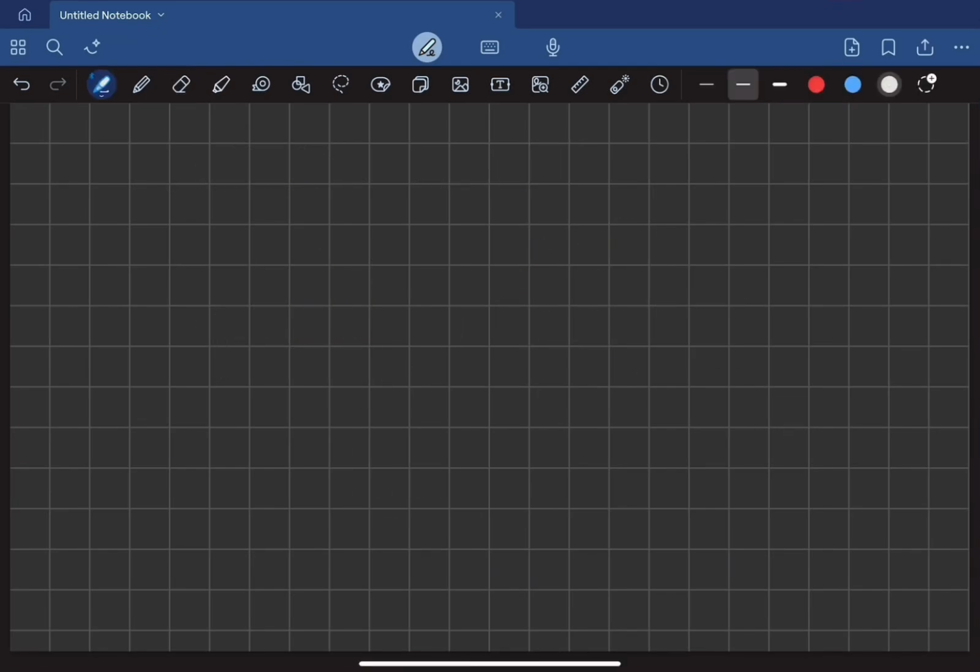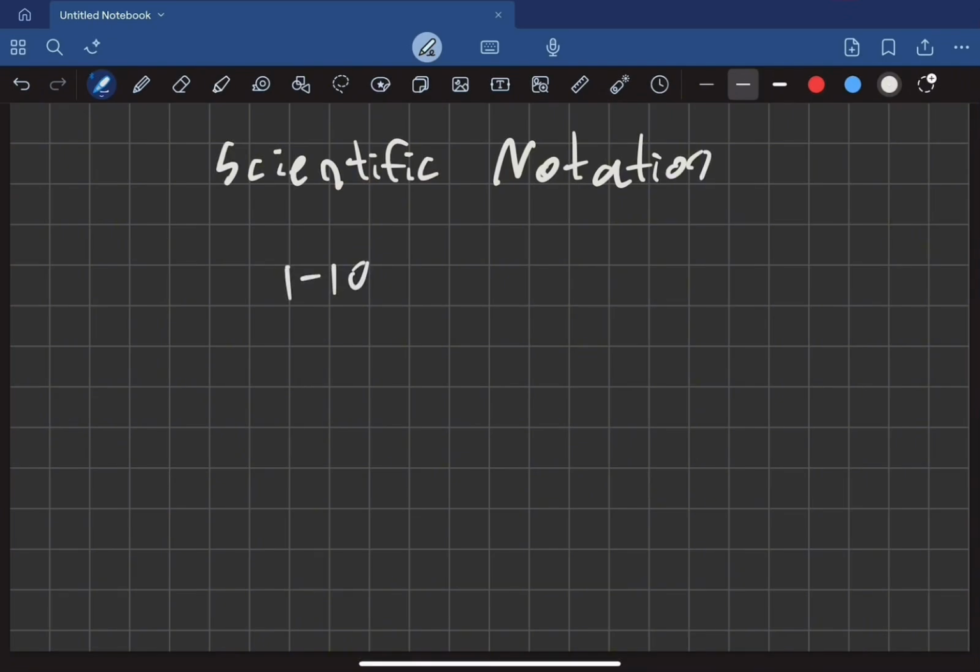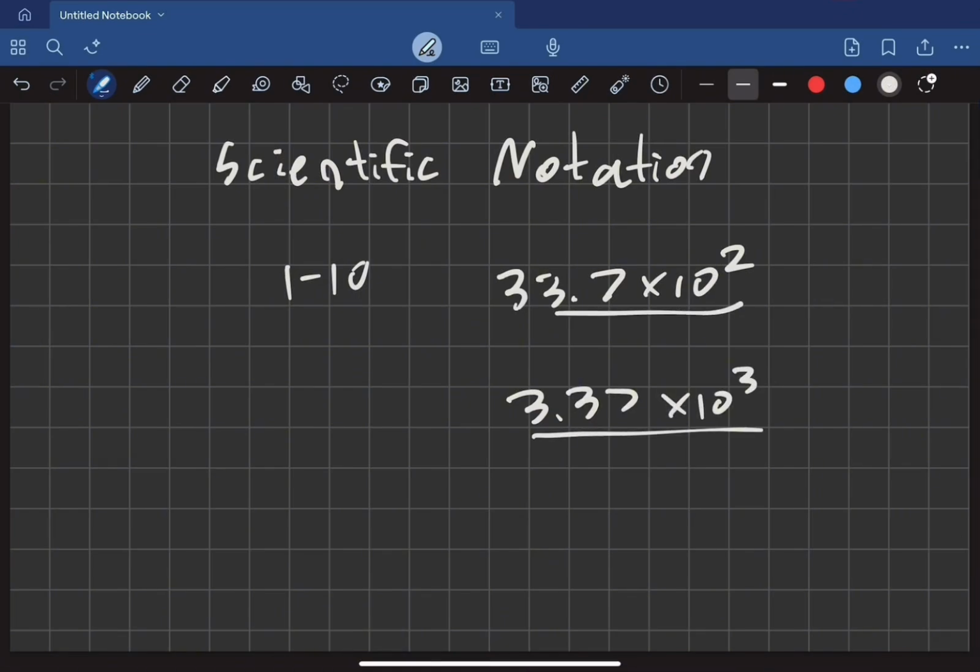So one thing that's important before we move on is that in scientific notation, you are going to want to always have the leading number be between 1 and 10. So you're never going to see something like 33.7 times 10 to the second. Instead, you'd see 3.37 times 10 to the third. Technically, these two are the same things, as we've seen.